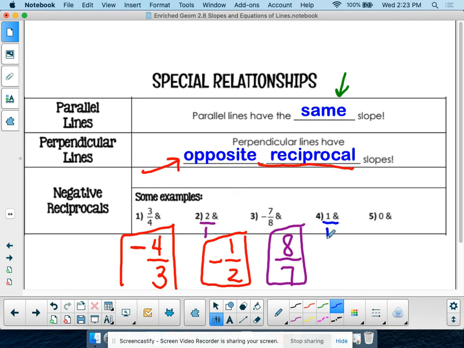All right, 1 is really over 1. So if I take the opposite of a positive 1, it's negative. If I flip 1 over 1, it's still just 1 over 1 or -1. Either of those answers work.